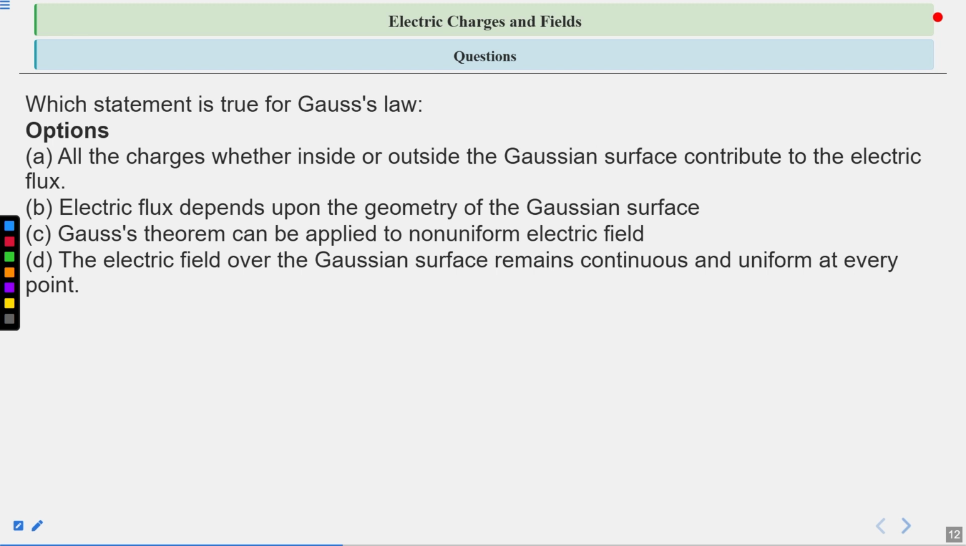Which statement is true for Gauss's law? So there are some statements. Option A is all the charges, whether inside or outside the Gaussian surface, contribute to electric flux. Option B, electric flux depends upon the geometry of the Gaussian surface. Option C, Gauss's theorem can be applied to non-uniform electric field. And option D, the electric field over the Gaussian surface remains continuous and uniform at every point. So which one is correct? According to Gauss's law. Think about it.